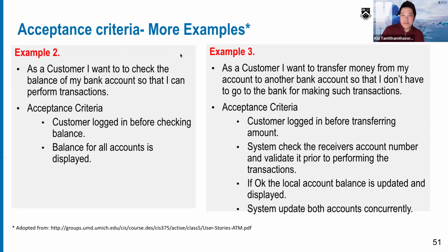Next, example 3: as a customer, I want to transfer money from my account to another bank account so that I don't need to go to the bank for making such transactions. So the acceptance criteria here: first, the customer logs in before transferring the amount. The system checks the receiver's account number and validates it prior to performing the transaction. If okay, the local account balance is updated and displayed. The system updates both accounts concurrently. This is an example of the acceptance criteria.